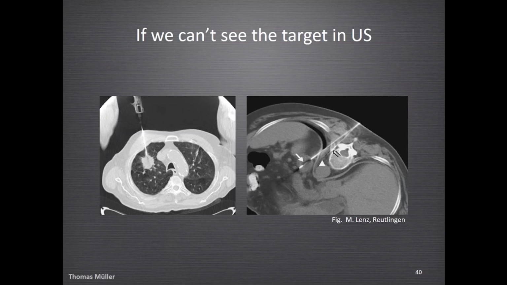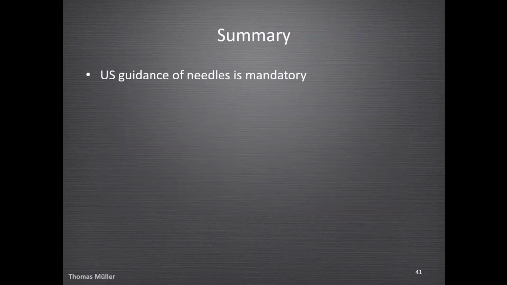Well, keep in mind, if we can't see the target in ultrasound, we have other imaging modalities at hand, for example, for pulmonary lesions that are not reaching the pleural surface. We have CT guidance, or for lesions in the retroperitoneal space that cannot be reached by ultrasound. Don't be shy, ask your radiologist, or if you are a radiologist, use your CT scan. But in most cases, ultrasound guidance is a good tool.